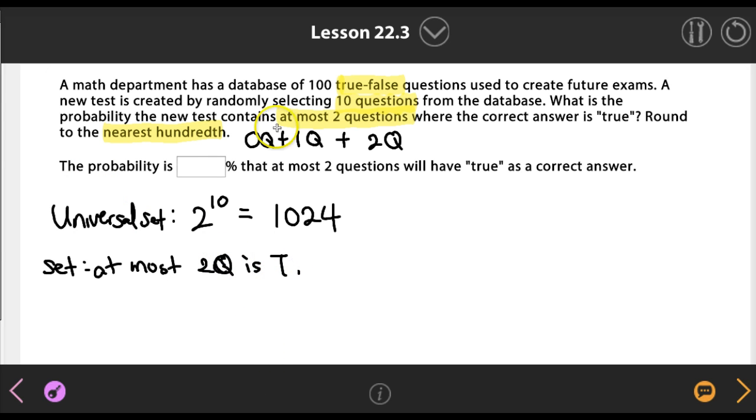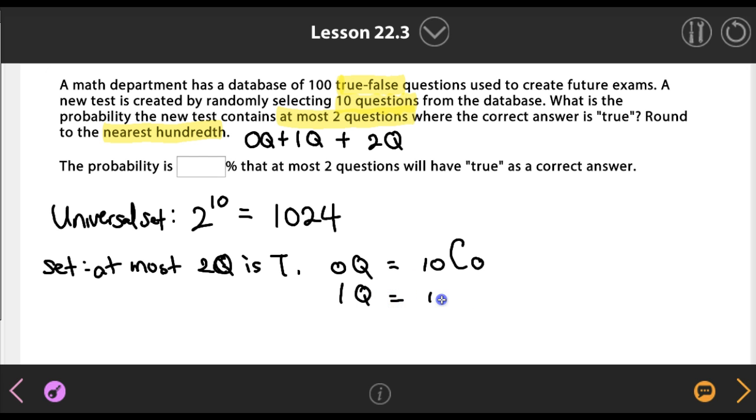Let's think of all 3 different situations. First, situations where we have 0 questions with the answer that is true. How many questions are there? There are 10 questions, and out of them, how many true are you selecting? 0. Then I'm going to add that to 1 question having the answer that is true.